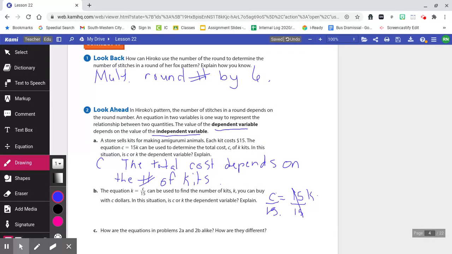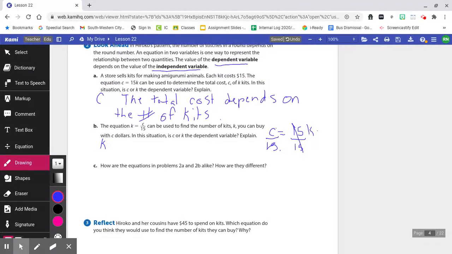In this situation, is C or K the dependent variable? So the equation K equals the cost divided by 15 can be used to find the number of kits K you can buy with C dollars. So in this situation, the answer would be K. K is what is depending on the cost divided by 15. So the number of kits depends on the amount of money. You divide the amount of money by 15 to find the number of kits.